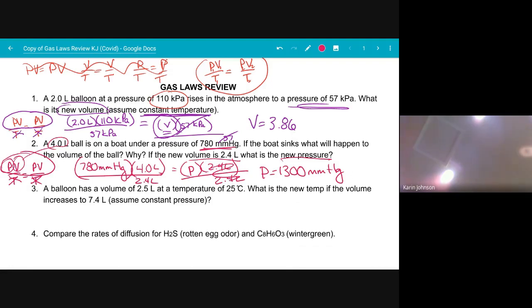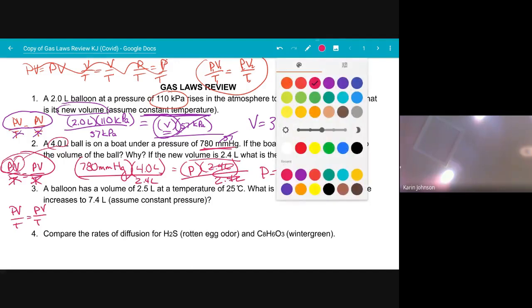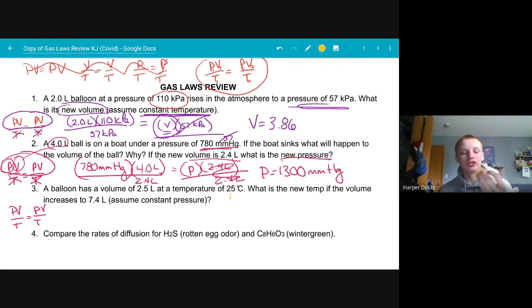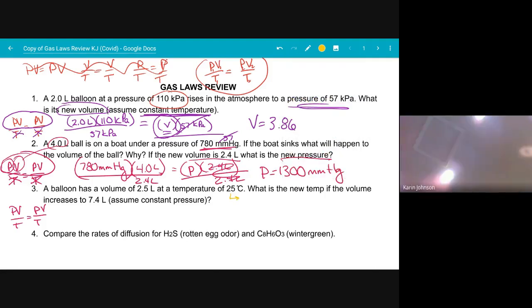Okay, I'm going to move a little bit faster, you guys, so that we're not here all day. Next question. I always write down the equation: PV over T equals PV over T. A balloon has a volume of 2.5 liters at a temperature. Oh, what did I say is the first thing you should notice when you see temperature in Celsius? What should you be thinking? Change it to Kelvin, convert it.